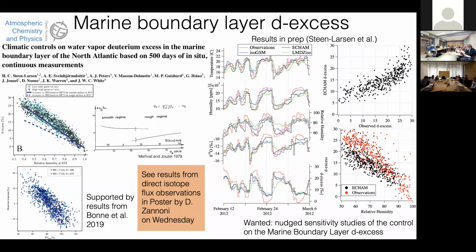So the next thing that I really want to do is to take the simulation and compare against sensitivity studies to look at the control on the marine boundary layer. And what you can see here is 3 different models compared with observations. I'm just highlighting it's the same result from all the models, but when you show the ECAM DXS versus observed DXS, you see you do not get the high values and the low values. And one of the questions I have is really, is that because of the parameterization of the wind speed effect on the kinetic fractionation? So I think this would be a low-hanging fruit to look into further.